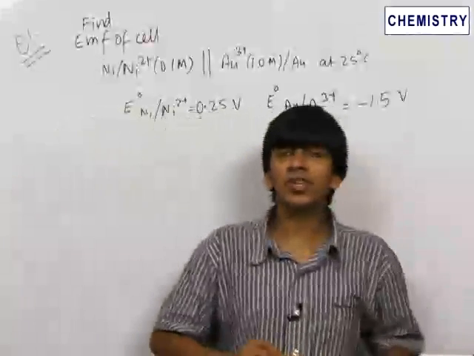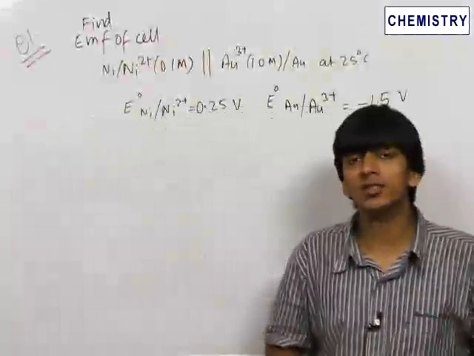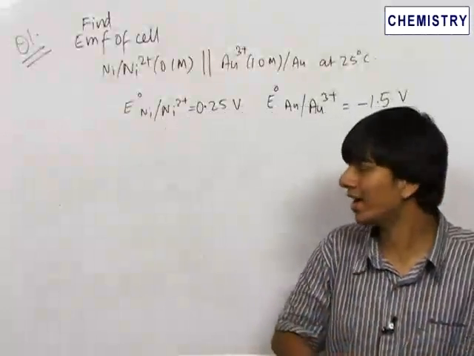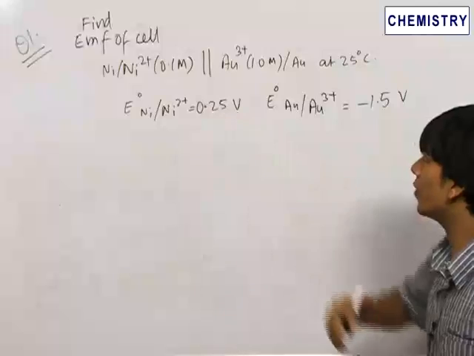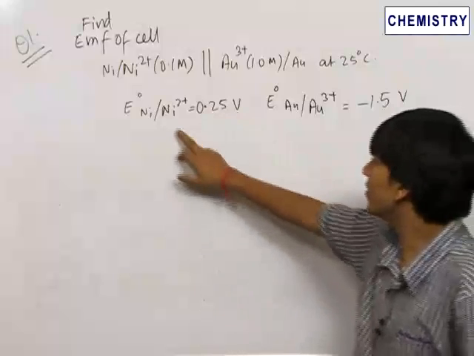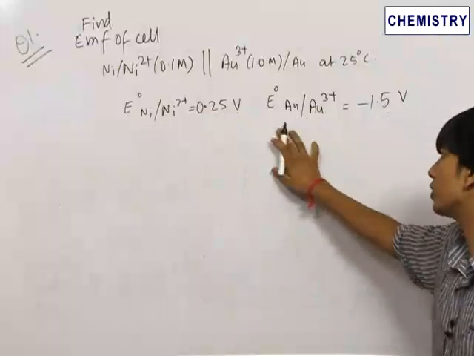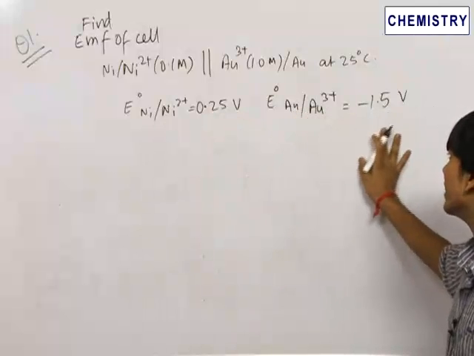The next chapter that we deal with in chemistry is electrochemistry and redox reactions. In this chapter you can solve questions very easily if you write the equations properly, balance them well and remember all the formulas. So the first question that we have been given: the standard oxidation potential of the Ni2+ electrode and the standard oxidation potential of the Au3+ electrode.